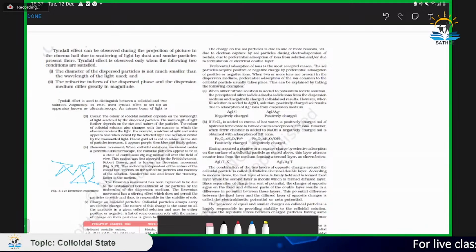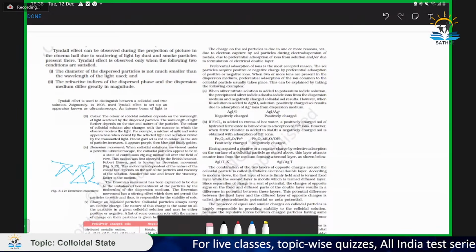Next, another property of colloids. The color of a colloidal solution depends on the light which you're seeing. Basically, say you have a dark room.